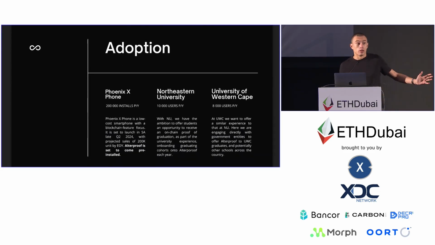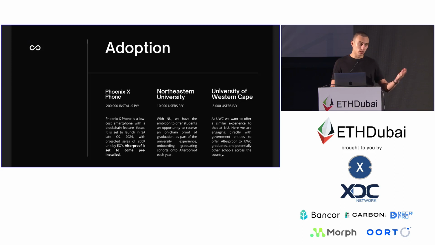Now, moving on to adoption, we actually have some exciting stuff happening that has already been thanks to our existing network. We're working with some universities on delivering on-chain versions of their diplomas. So all the graduating cohorts receive an on-chain proof that they have graduated that can then be reused in different places. We are working with a phone manufacturer in South Africa that will be distributed end of Q3, and Alterproof will actually come pre-installed on the smartphone.